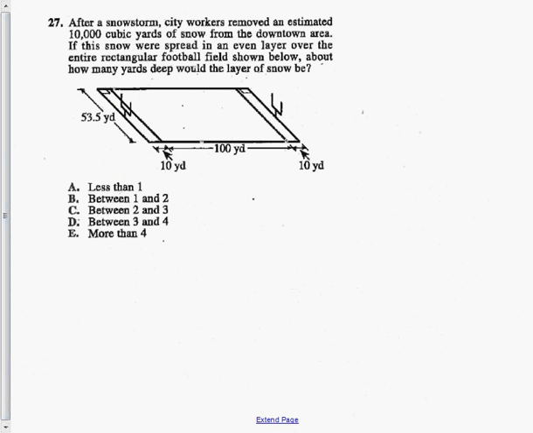Okay. Let's look at this one. After a snowstorm, city workers removed an estimated 10,000 cubic yards of snow from the downtown area. If the snow were spread in an even layer over the entire rectangular football field shown below, about how many yards deep would the layer of snow be?